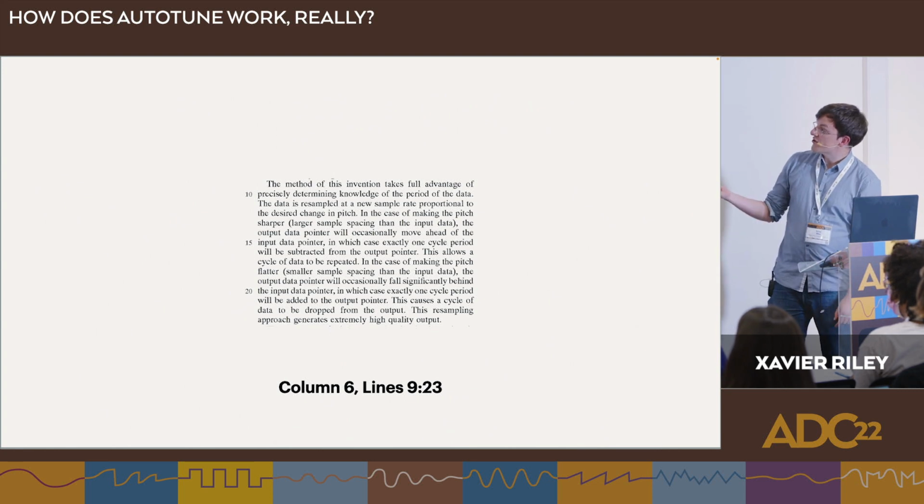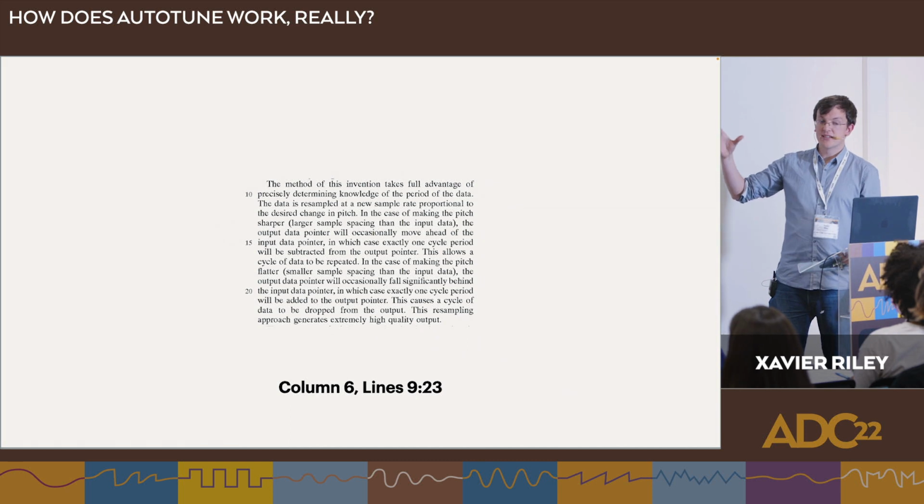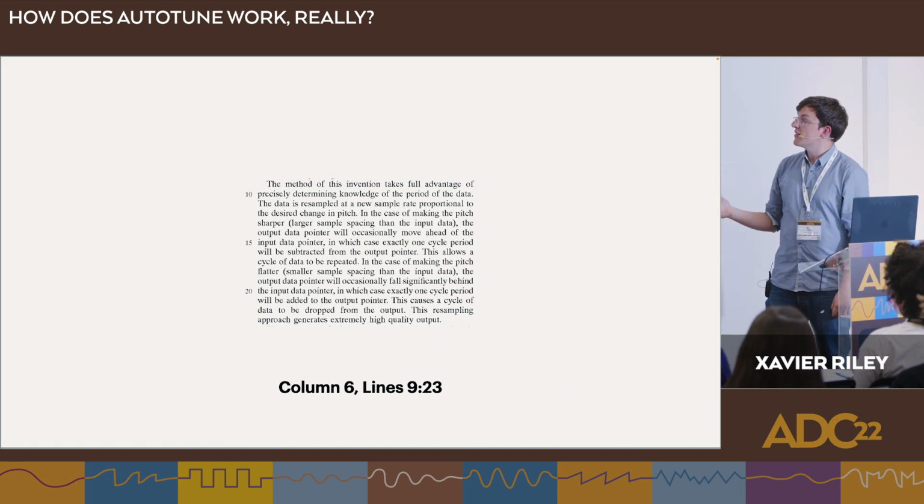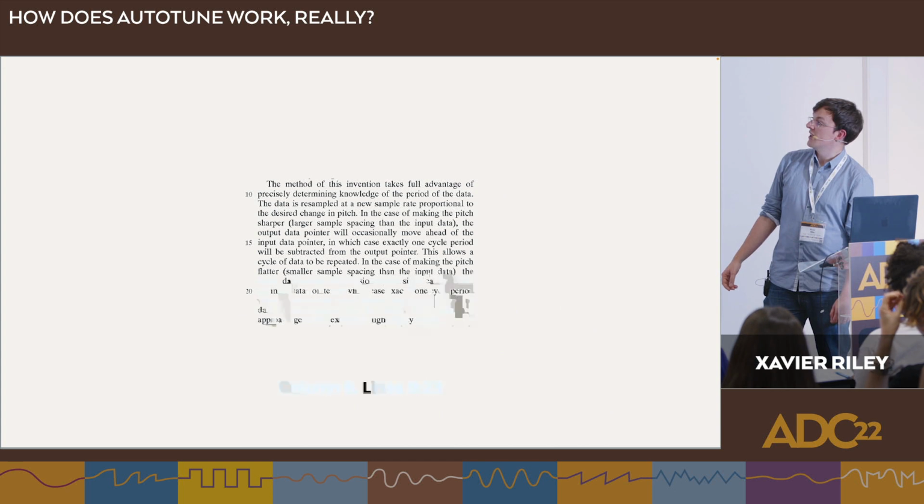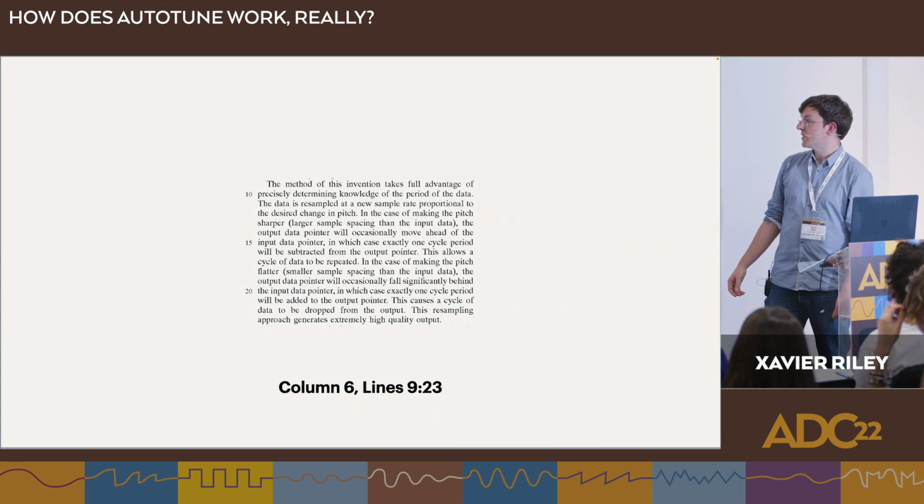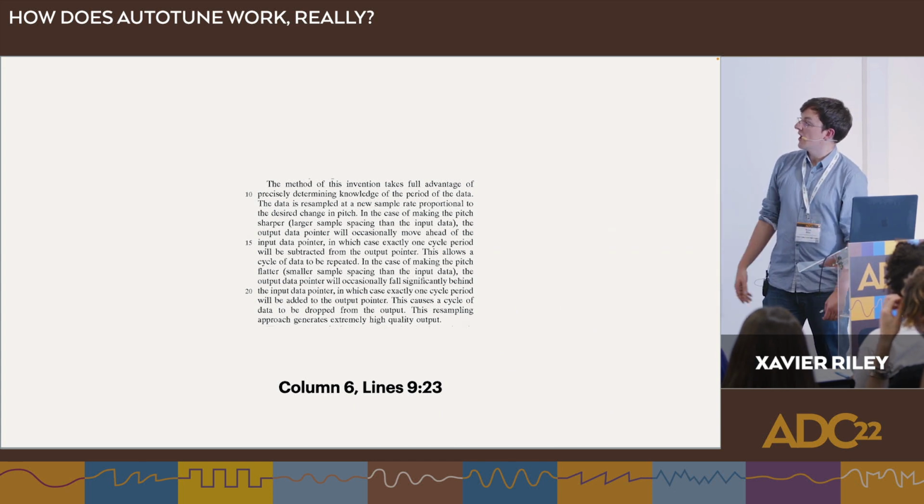And so this is just another extract from the patent. This is the kind of language that he's describing the same concept in the patent. So the method of this invention takes full advantage of precisely determining knowledge of the period of the data. The data is resampled at a new sample rate proportional to the desired change in pitch. In the case of making the pitch sharper, larger sample rate spacing than the input data, the output pointer will occasionally move ahead of the input data pointer. That's an overrun. In which case, exactly one cycle period will be subtracted from the output pointer. This allows the cycle of data to be repeated.